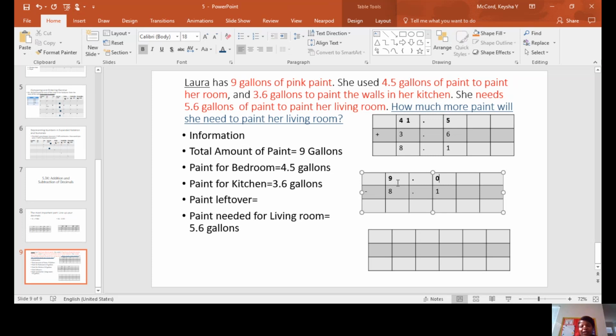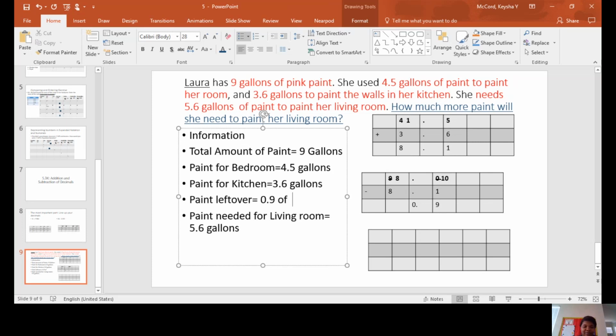0 minus 1, I can't do that. So I'm going to have to borrow from my 9, and my 9 is now going to become an 8. Now this is no longer a 0 because I borrowed, and this now becomes a 10. Now again, like I said earlier, you will be doing this on paper. I am typing this on the computer, so I have to write mine on the side. 10 minus 1 is going to be 9. But my decimal, 8 minus 8 will be 0. So this is how much paint she has left over. 9/10 of a gallon.